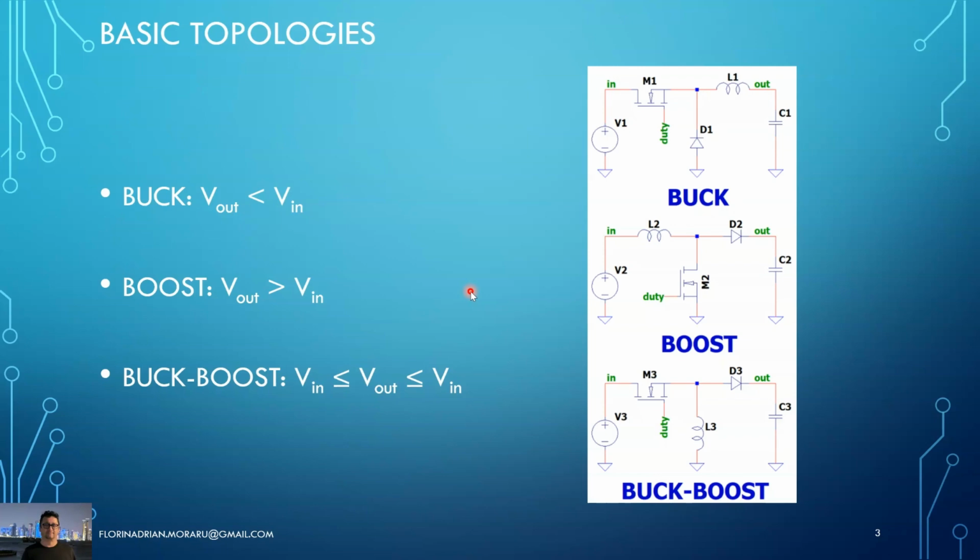Okay, so for switching regulators or switched DC to DC converters, we have three basic topologies. We have the step down or buck. For this one, the output voltage is all the time smaller than the input voltage. We have the step up converter or boost. In this case, the output voltage is all the time higher than the input voltage. And of course, we have the combination of both, which is buck boost, for which the output voltage can either be smaller or greater than the input voltage.